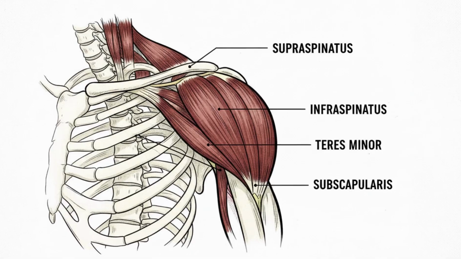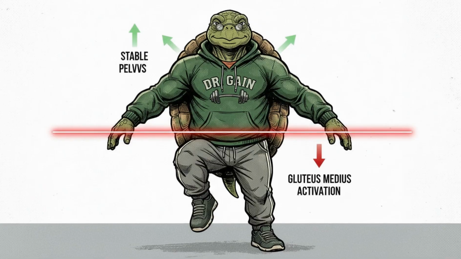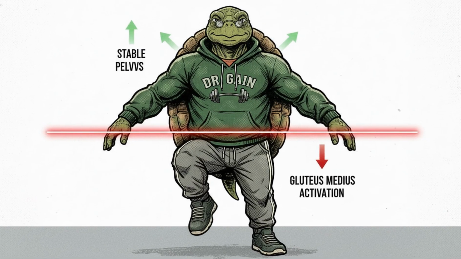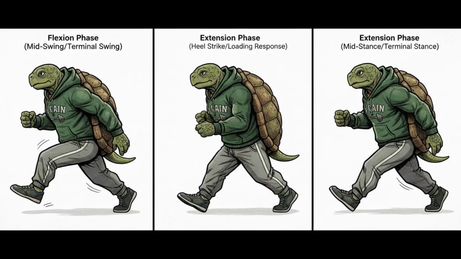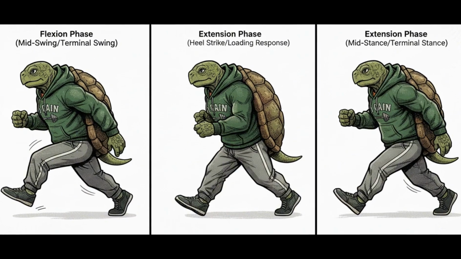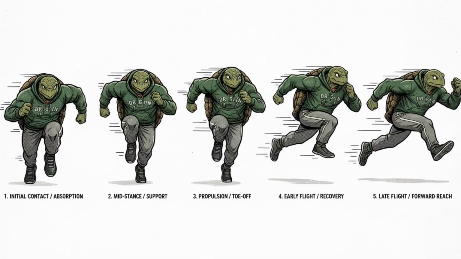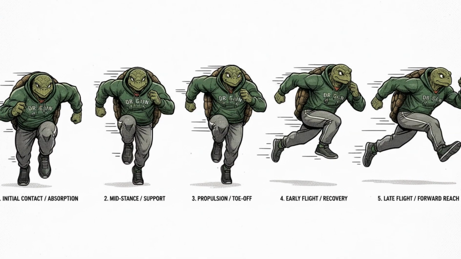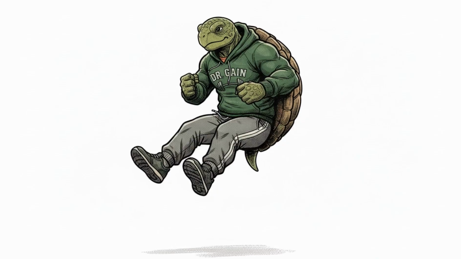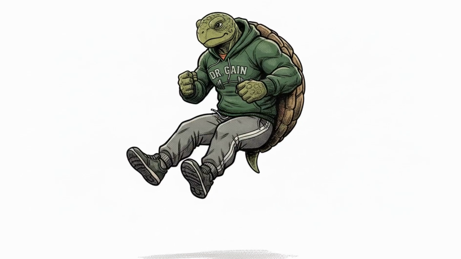Now consider abduction and its role in stability. The gluteus medius abducts the hip to stabilize your pelvis. Without it, your hips may drop during walking or running. The shoulder also relies on abduction for controlled arm movement. The middle deltoid lifts the arm away from the body.